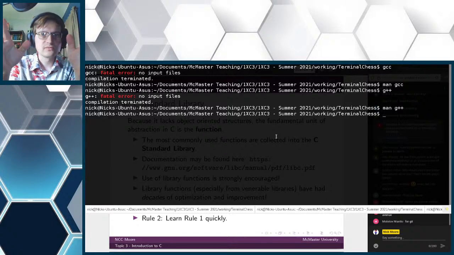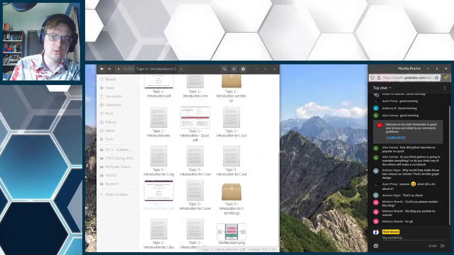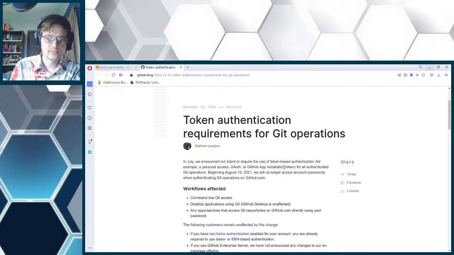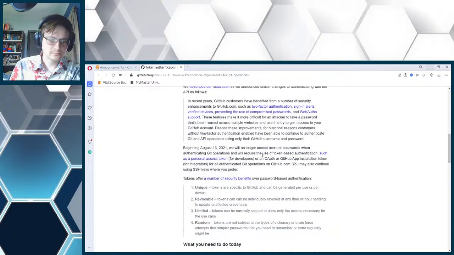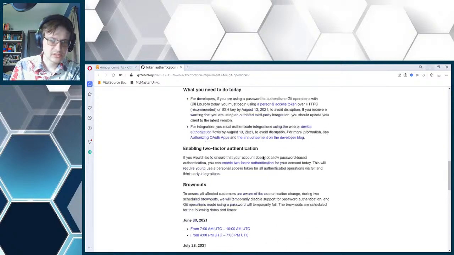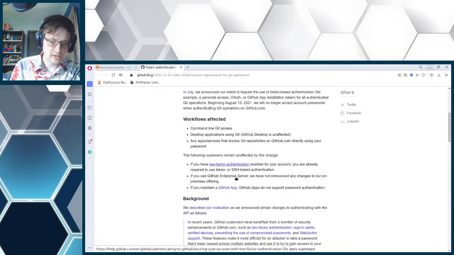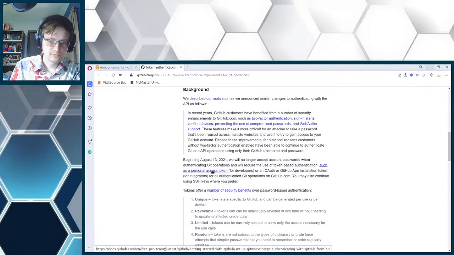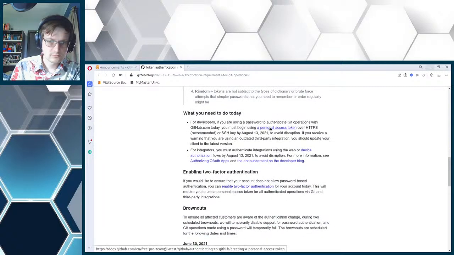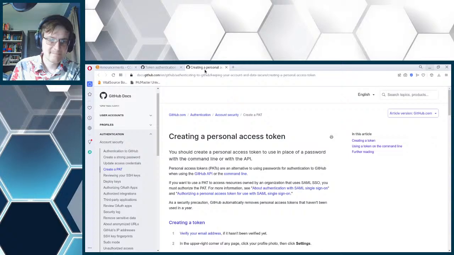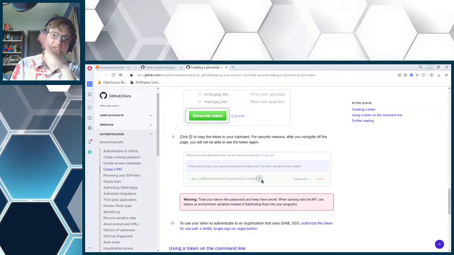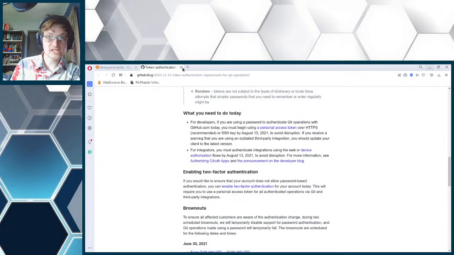What they're doing now is they're stepping things up. They're now requiring two-factor authentication on GitHub accounts, which means that you have to generate an authentication token. It's very easy to do. There's a link to instructions here. Creating a personal access token. Just go through the instructions here and get your personal access token. You put the token in where you would put your password in.